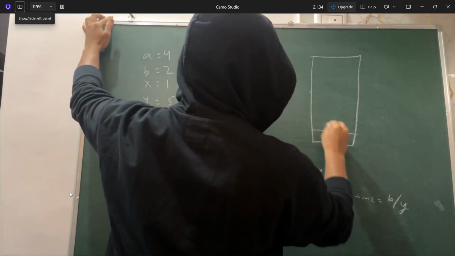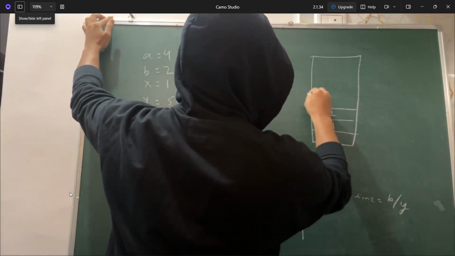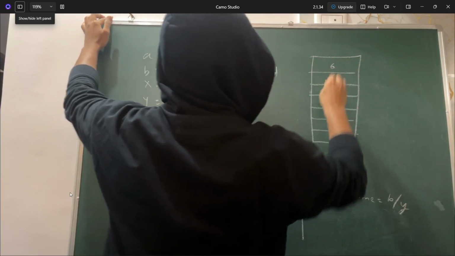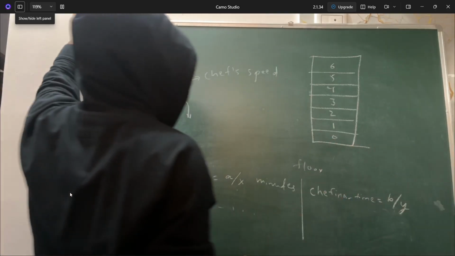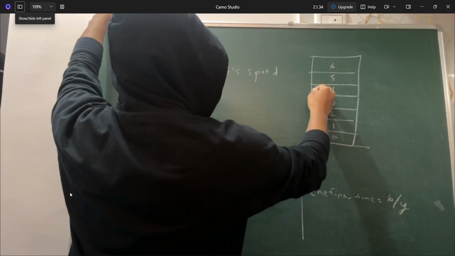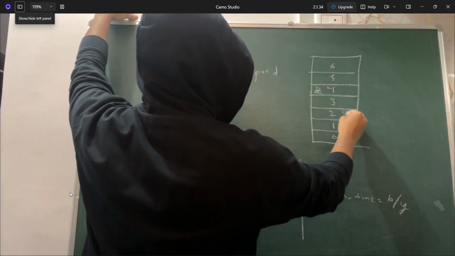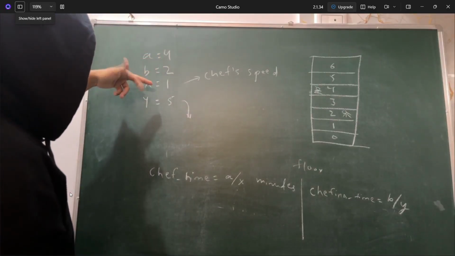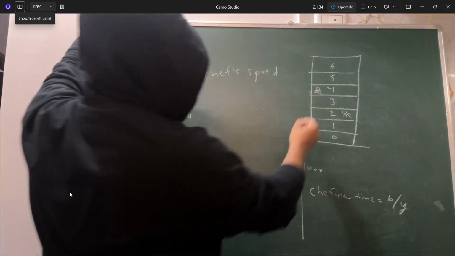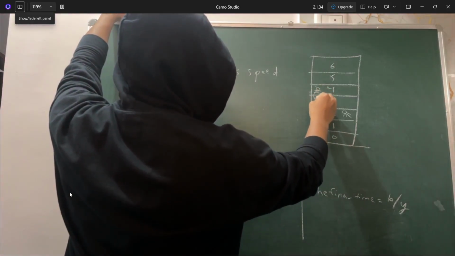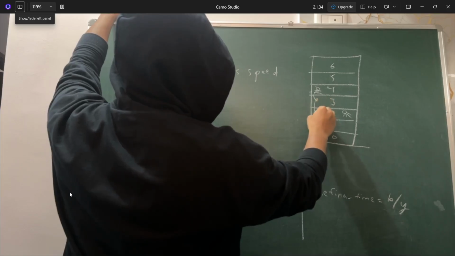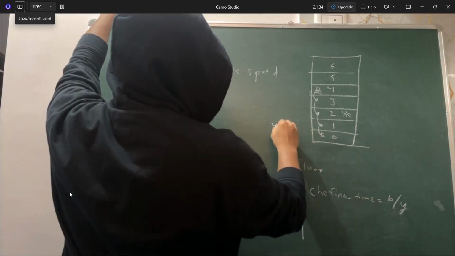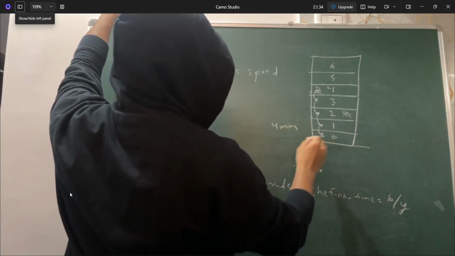Okay, so this is 0, this is 1, this is 2, 3, 4, let's take 5, 6 also. So this is the ground floor. Now Chef is here and Chefina is at second floor. Chef's speed is 1 floor per minute. So how many minutes will Chef take? 1 minute will be spent, so he'll come to third floor. In another minute he'll come here. This is the third minute and this is the fourth minute. So in 4 minutes, Chef will reach the ground floor.